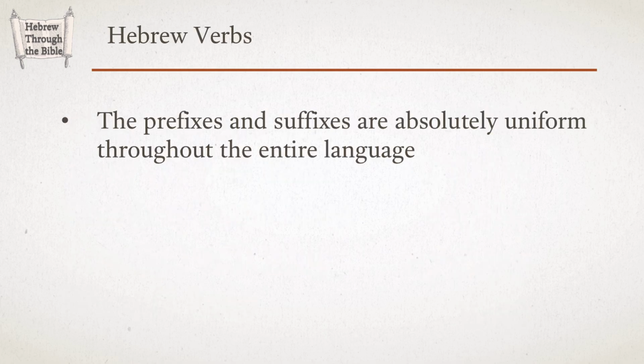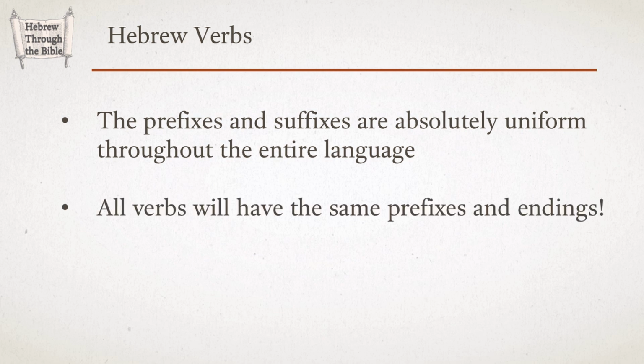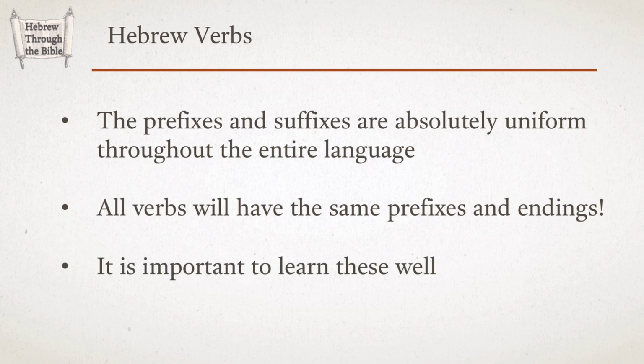Now, one good thing about Hebrew is that the prefixes and suffixes for the perfect and the imperfect are absolutely uniform throughout the language. All perfects in the whole language, no matter what conjugation or stem, whether a regular verb or irregular, they all have the same endings. All imperfects in the whole language, no matter what conjugation or stem, whether a regular verb or irregular, will all have the same prefixes and endings. So it is very important to learn these well so they are automatic.